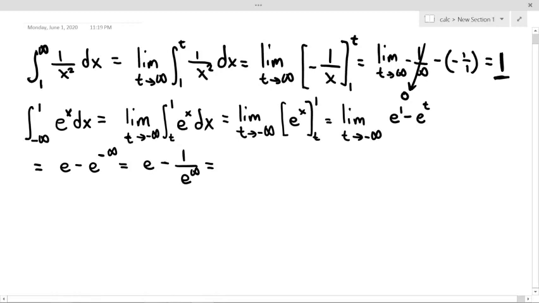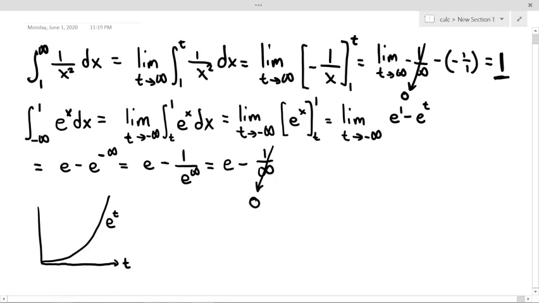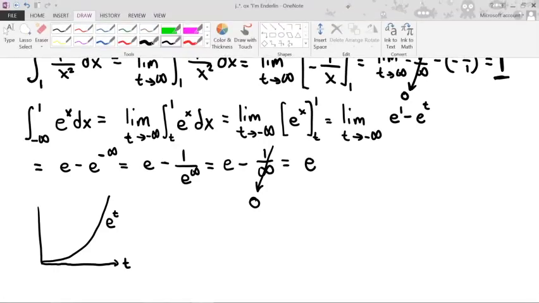And so since we have e to the x and we know the plot for e to the infinity, this axis will be t, and this is your e to the t. You can see that this one just continuously gets higher because it's an exponential function. So you know that this is infinity, so e minus 1 over infinity. And anything that has an infinity in the denominator goes to 0. So you get e minus 0, and what you're left with is just e.